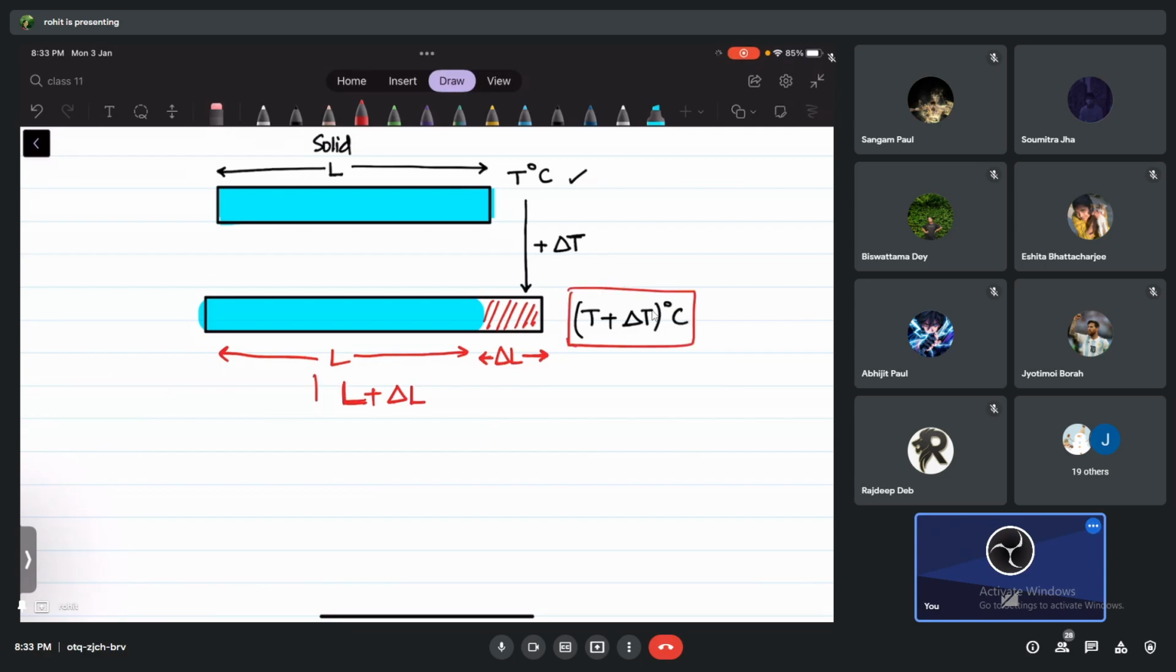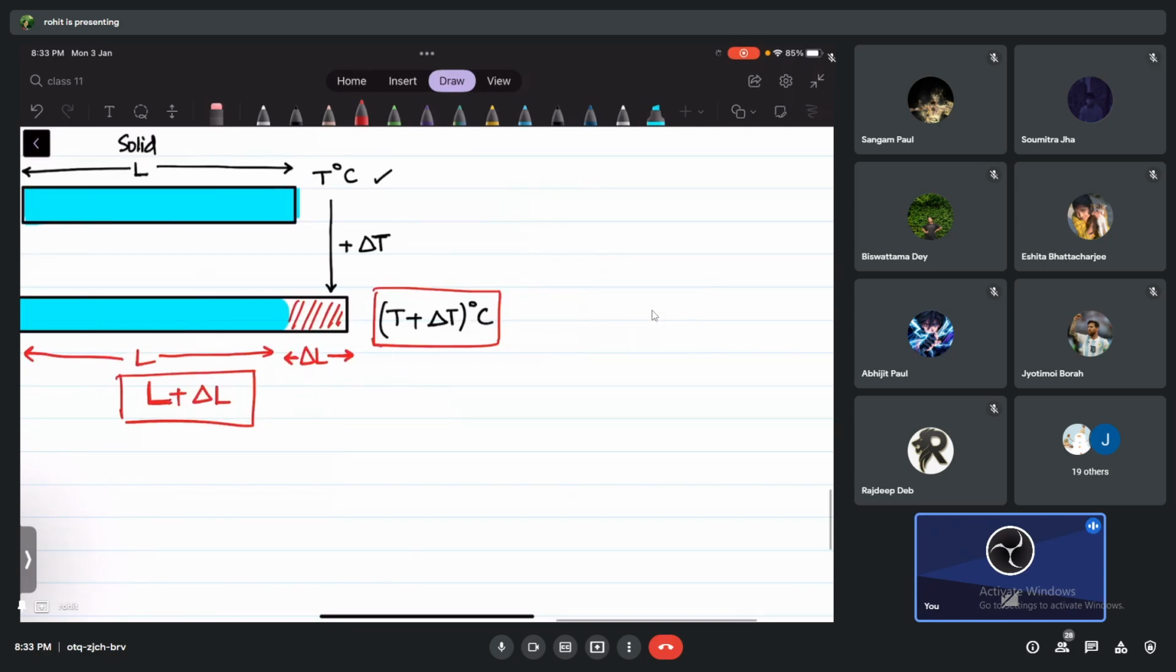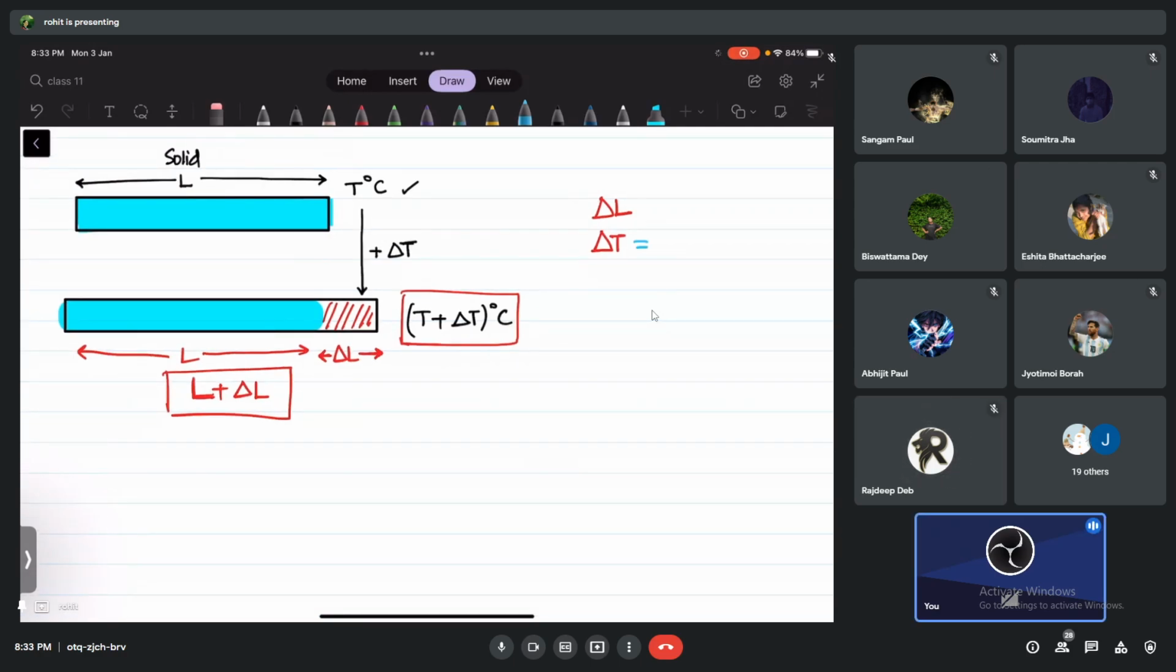So this is how you can think about it. What are delta T and delta L? Delta T is the change in temperature and delta L is the change in length. If the change in temperature is negative, then what will happen to the change in length also? Negative. Change in temperature negative means the temperature decreases, so the length will contract. That is the meaning of negative delta L. Change in length negative means it decreases.